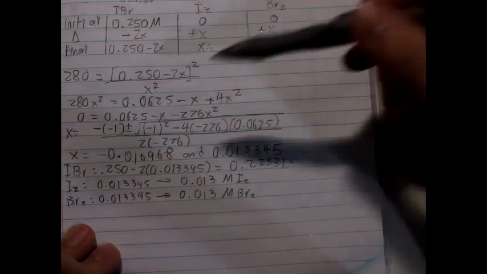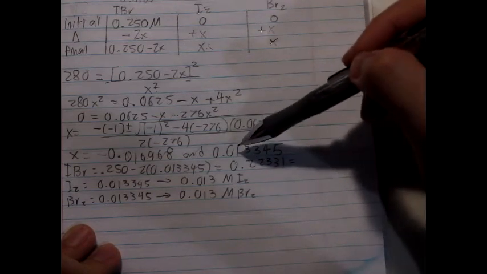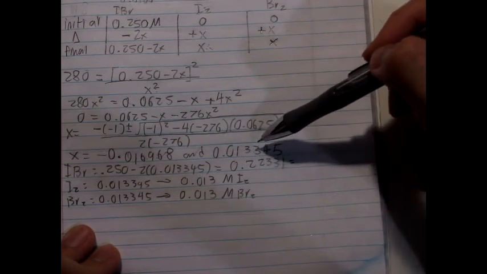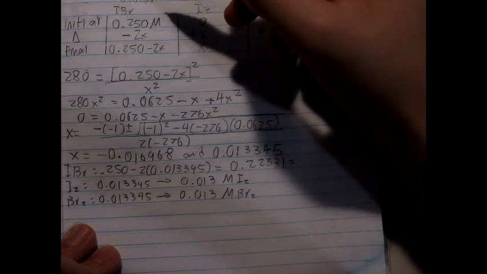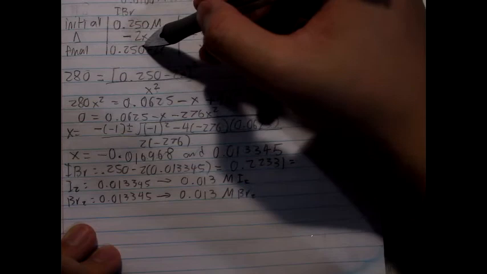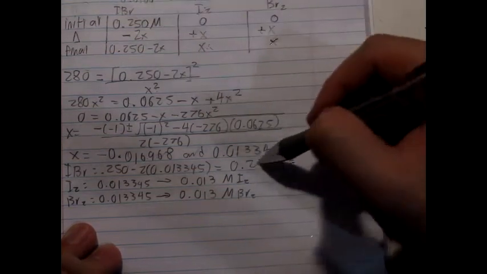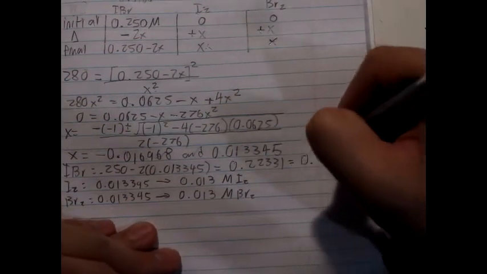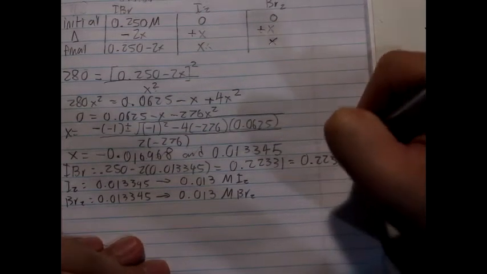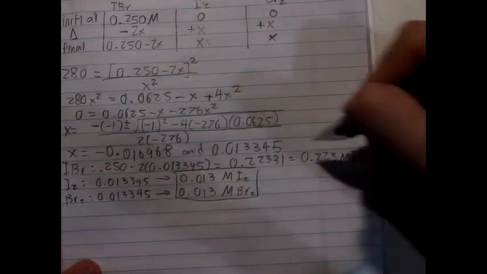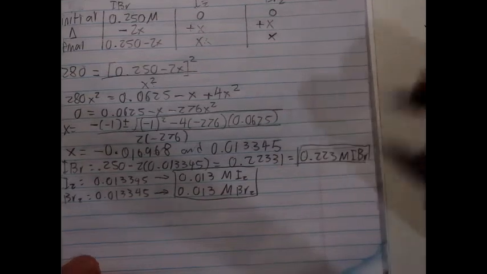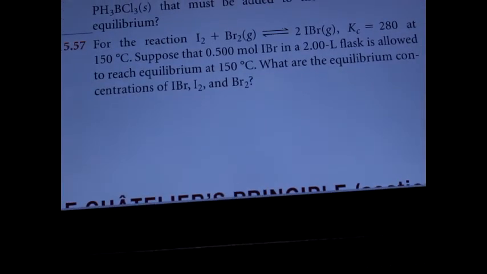Think about this. 0.133. This should be rounded to the third decimal place, and the third decimal place is this, so this will be 0.223 M IBr. Alright, and those are the answers. So this and this. Those are the equilibrium concentrations of IBr, I2, and Br2.